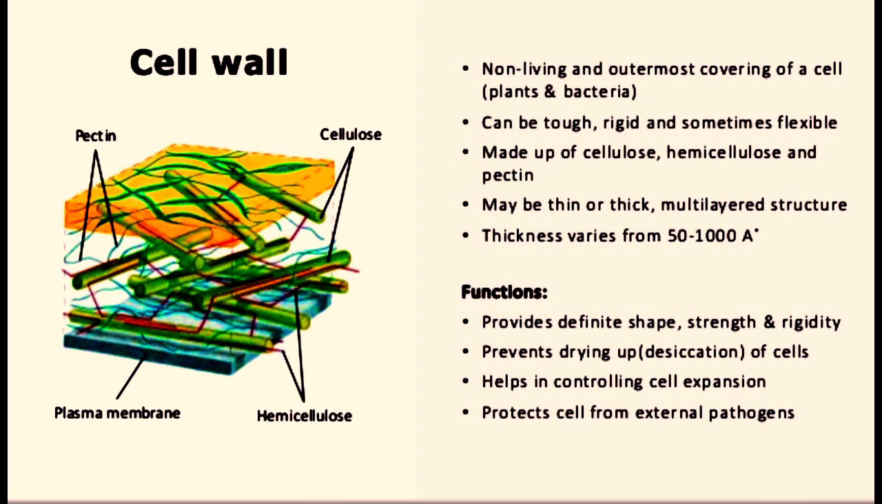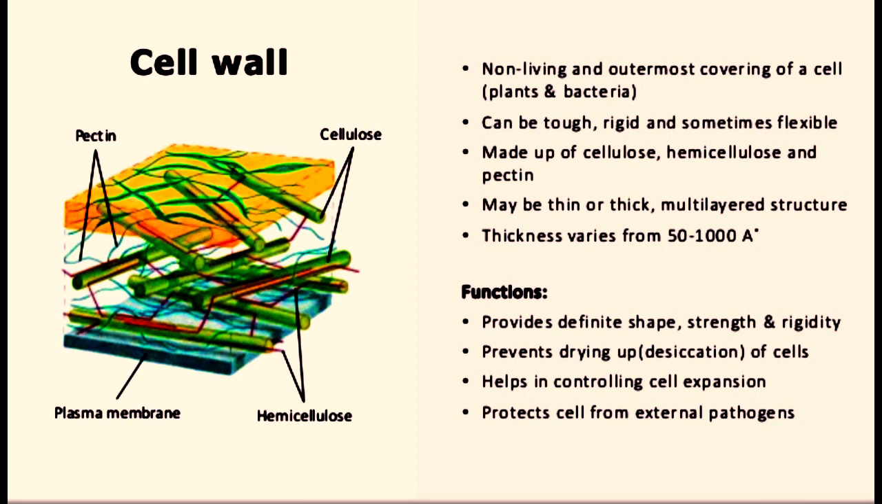प्लांट सेल में एक और रिजिड कवरिंग पाई जाती है, that is known as cell wall, जो कि प्लाज्मा मेम्ब्रेन के बाहर की तरफ प्रेजेंट होती है. बैक्टीरियल सेल में भी आउटर मोस्ट कवरिंग सेल वॉल ही होता है. Plant cells have a cell wall surrounding the cell membrane. The cell wall is made up of cellulose, which is a non-living substance.